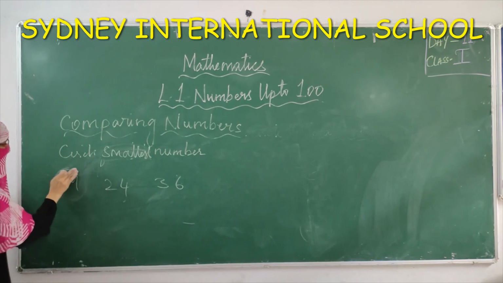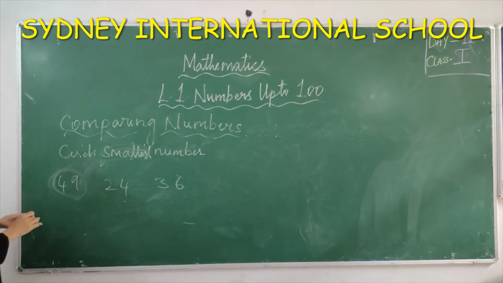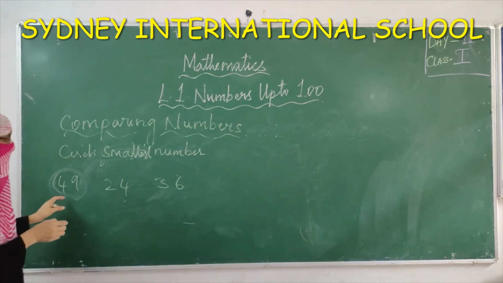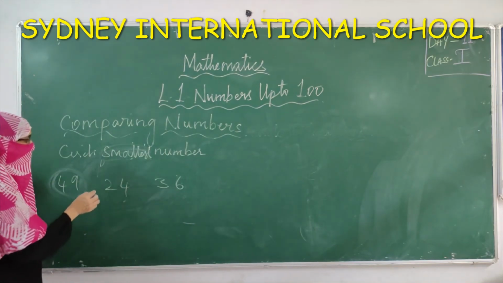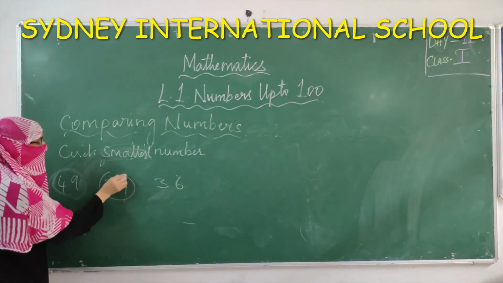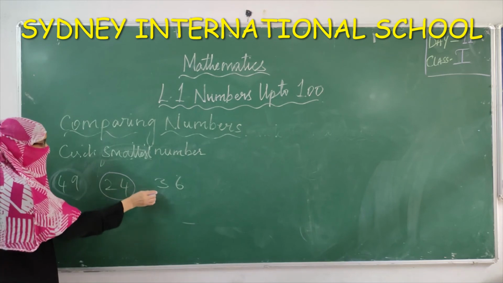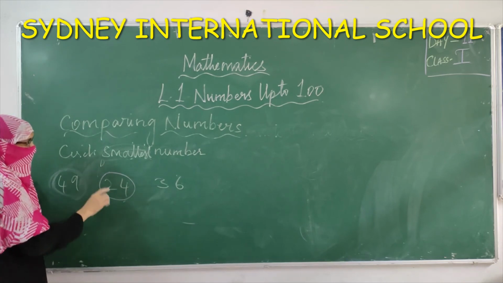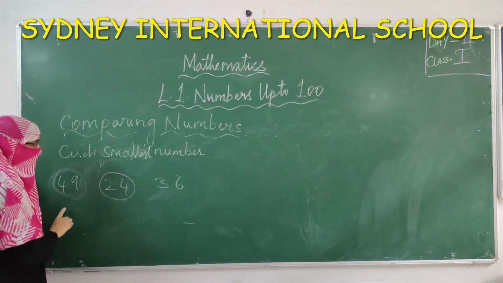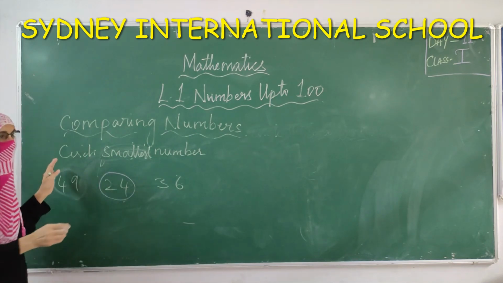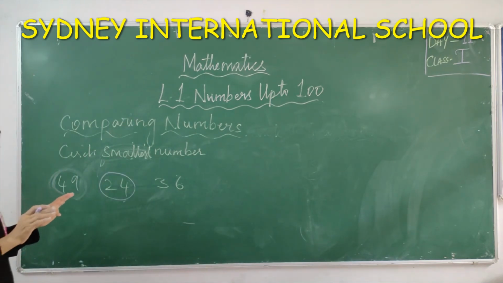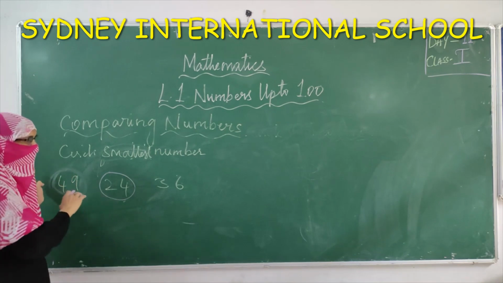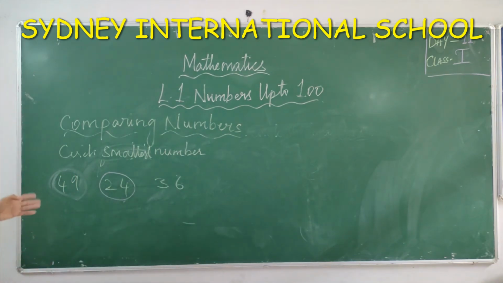So which number will you circle now? Circle the smallest. 49, 24, 36. Which is smaller? 24. 24 is smaller than 36 and 49. This is how you are going to compare between 2 numbers. If there are 3 numbers too, you can compare them. This is comparing of numbers with 2 and more than 2.